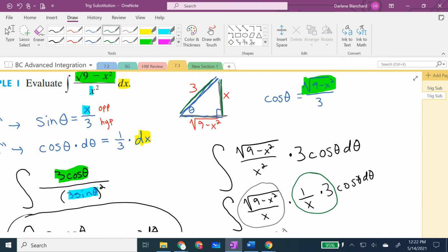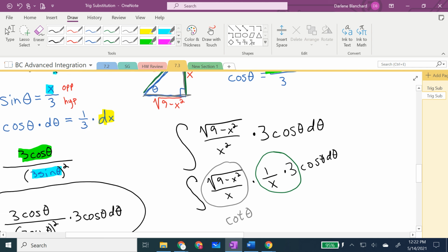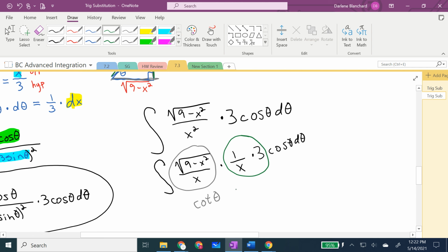You've got hypotenuse over adjacent. I'm sorry, I said adjacent. Opposite. Hypotenuse over opposite is the reciprocal of sine. And then you still have times cosine theta d theta. So there are just so many ways you can do these and get creative with that triangle and have fun.